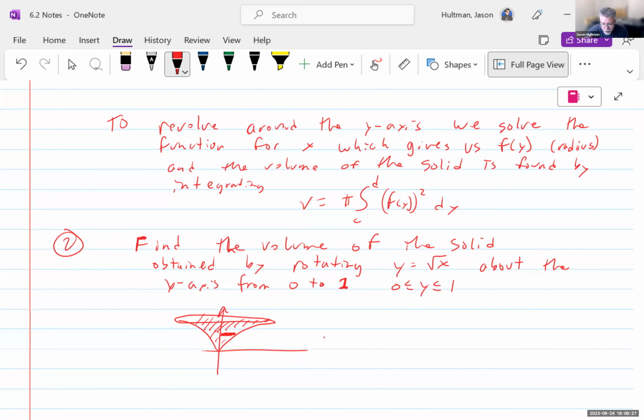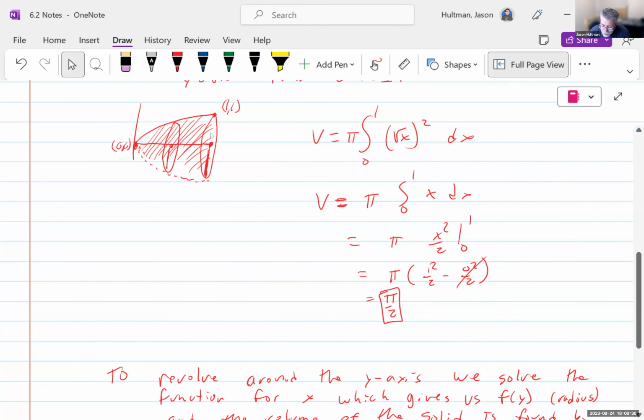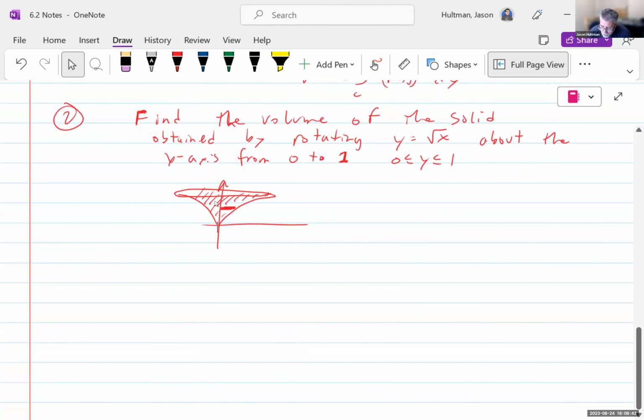The other one we kind of got a cup. This one looks like kind of like a spinning top. So they are different volumes. They're going to be different volumes. One's kind of like a cup on its side, and this is like a spinning top. But what do we have to do? We have to put this in terms of y.